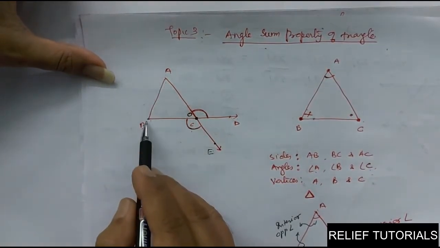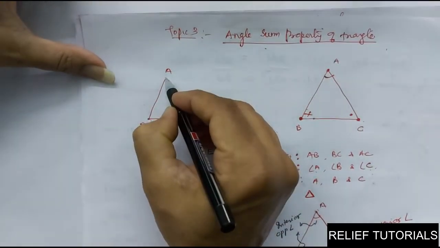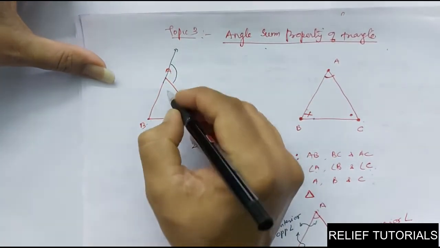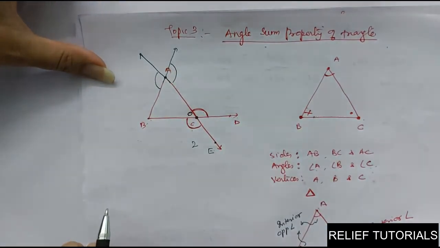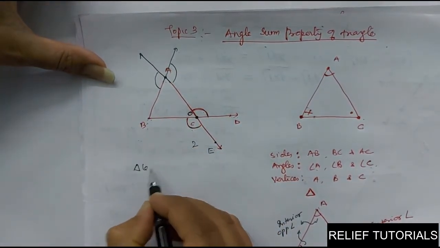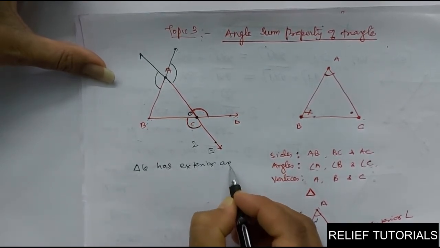So how many vertices are here? Total 3. So at C there are two angles. At A also we can form two angles. See, we will extend this, so this is an exterior angle. We will extend this, so this is also an exterior angle. So here also you can form two angles, here also I can form two angles. So altogether a triangle has 6 exterior angles.